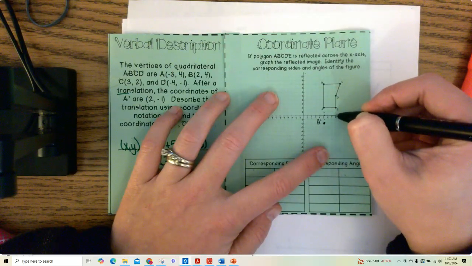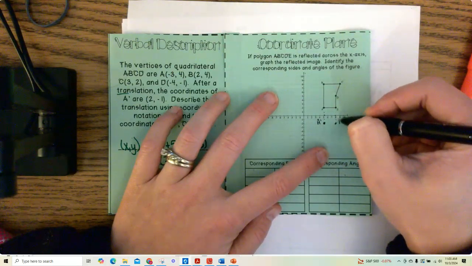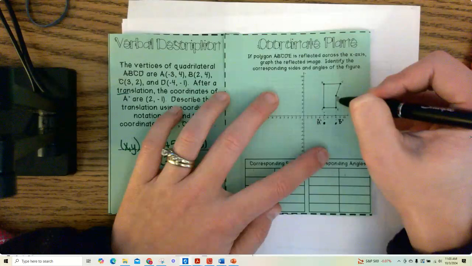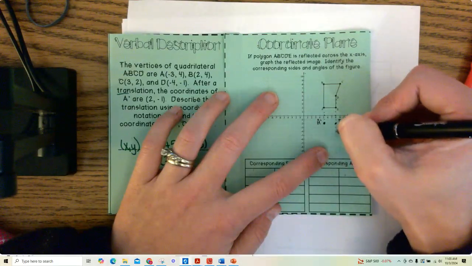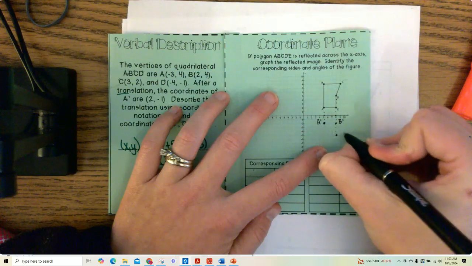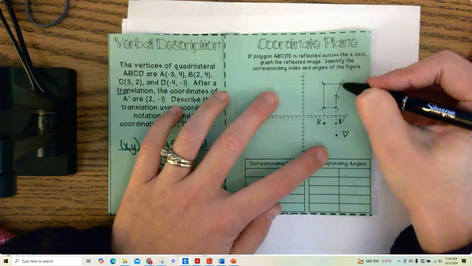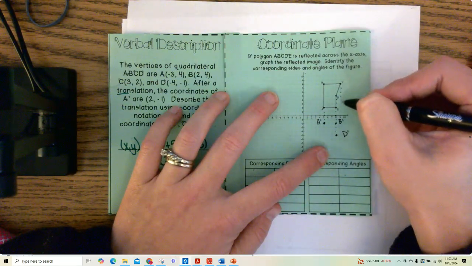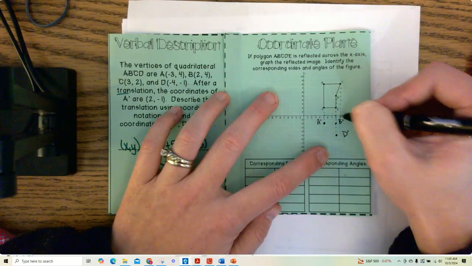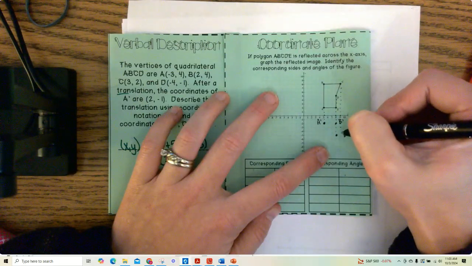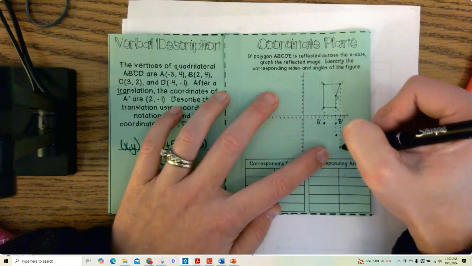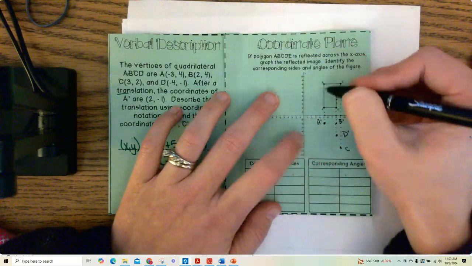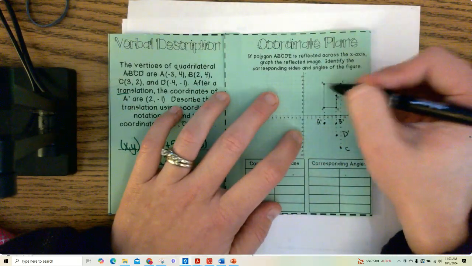B, 2. So 1, 2. So that's B prime. D is 1, 2, 3, 4, 5. So 1, 2, 3, 4, 5. That's my new point D. C, 1, 2, 3, 4, 5, 6, 7, 8. 1, 2, 3, 4. I'm losing my lines. 5, 6, 7, 8. That's my new C. And B would be the same way. It would be 8 as well.